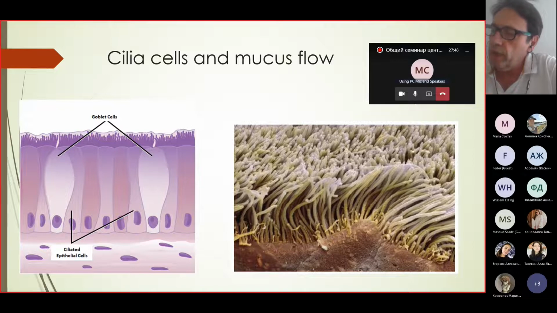It is what is called airway surface liquid. I will explain it a little bit later. Anyway, these goblet cells produce mucus. You see this layer here. And then there are also other cell types called ciliated cells.